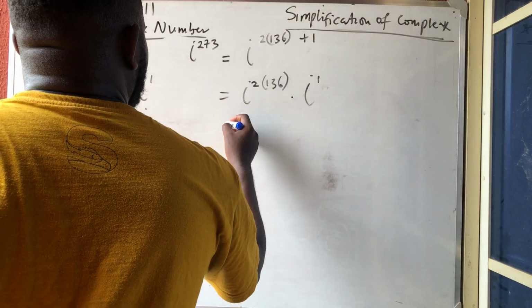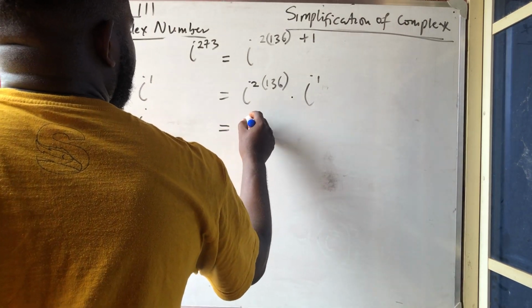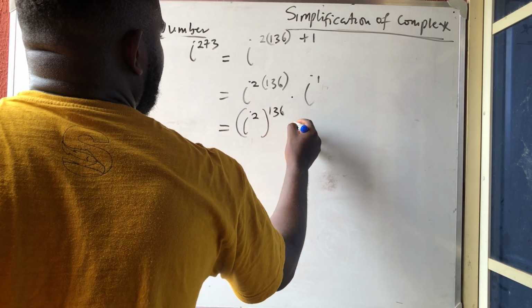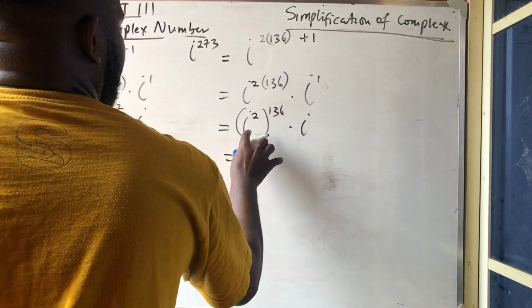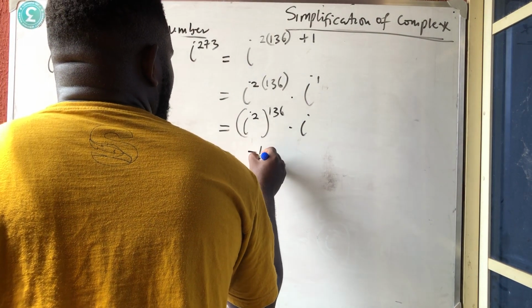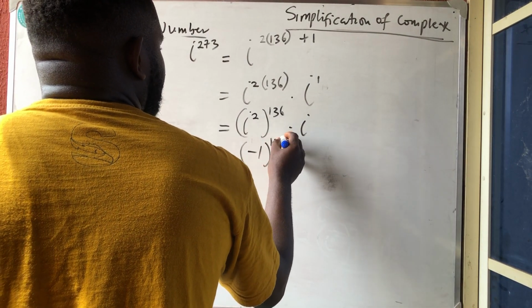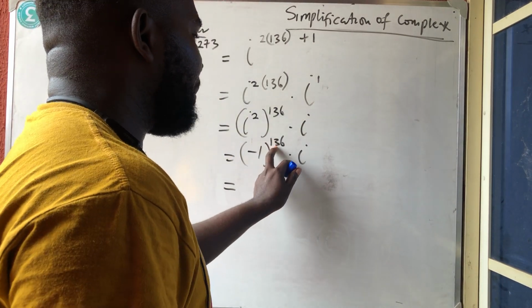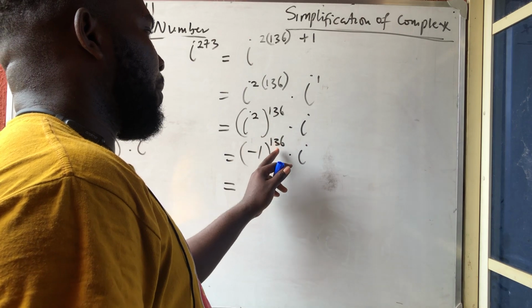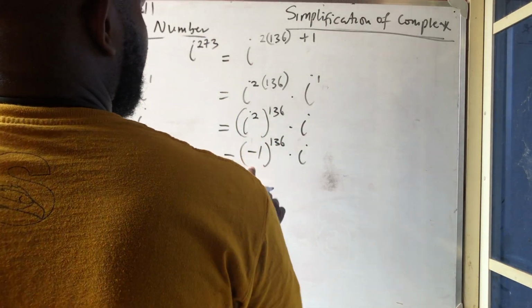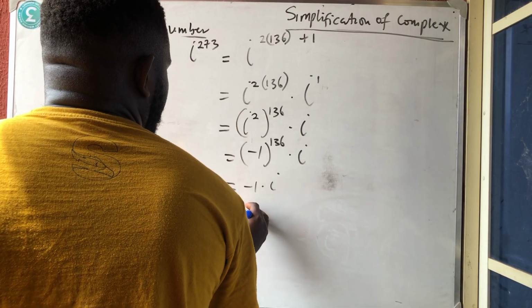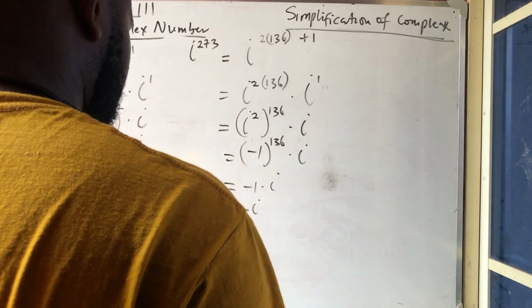Separating now, i raised power 2 all raised power 136 dot i. So what do we have now? i raised power 2 will give you minus 1 all raised power 136 dot i. Now don't forget that if the power is an even number, the minus will disappear. But if the power is an odd number, the minus will remain. So if it will disappear, I'm having minus 1 times i, which is what? Minus i. So this is how to solve this.